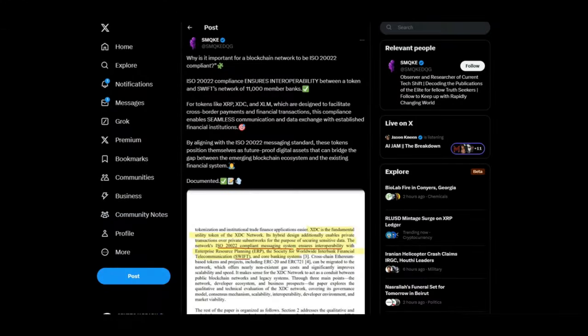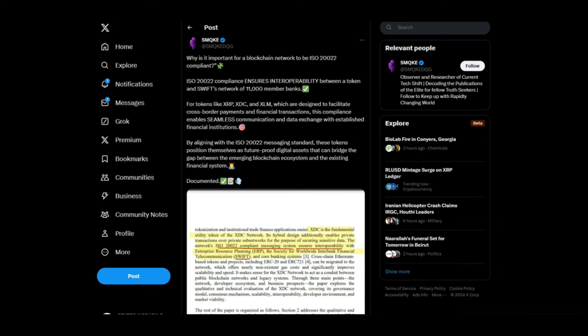Looking at a tweet from Smoke. Why is it important for a blockchain network to be ISO20022 compliant? Well, this compliance ensures interoperability between a token and Swift's network of 11,000 member banks. For tokens like the X coins, which are designed to facilitate cross-border payments and financial transactions, this compliance enables seamless communication and data exchange with established financial institutions.